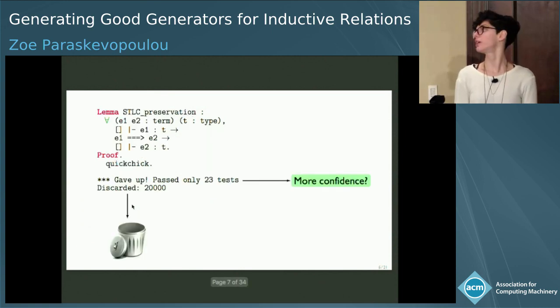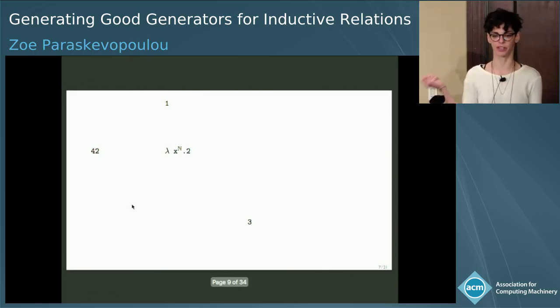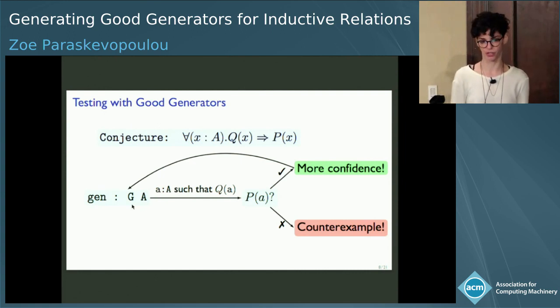However, if we use QuickCheck to test that, QuickCheck will complain that most of the test cases were discarded, and the property was found to be valid only for 23 test cases, which does not give us much confidence for the validity of our property. In fact, out of the many terms that were generated, most of them are discarded, which is not very satisfying. So what do we need to test this kind of conjecture?